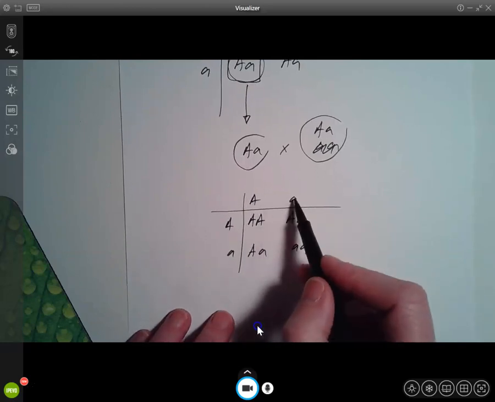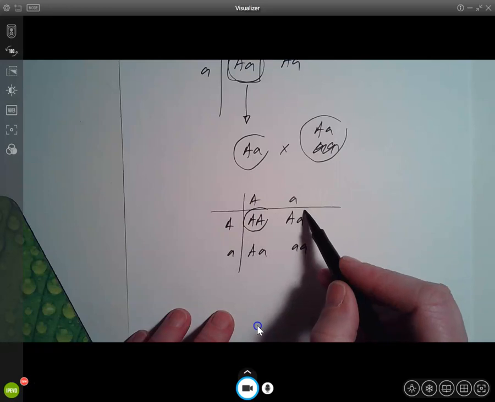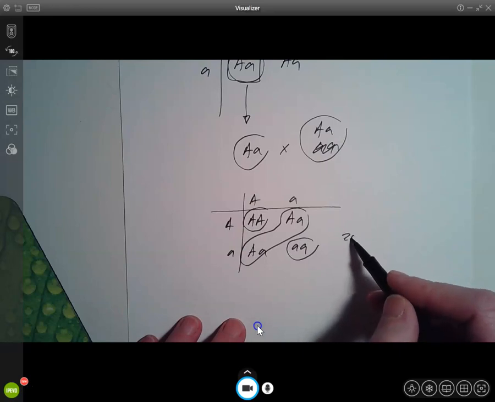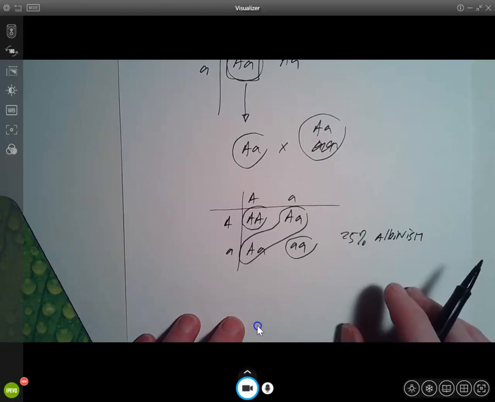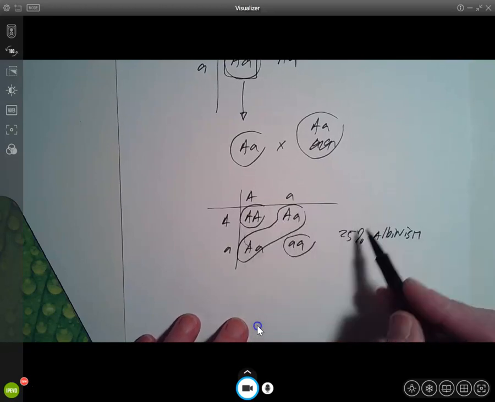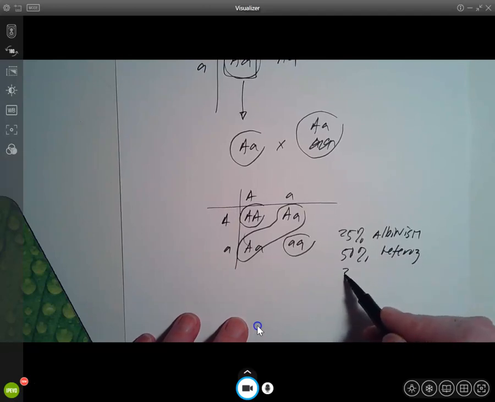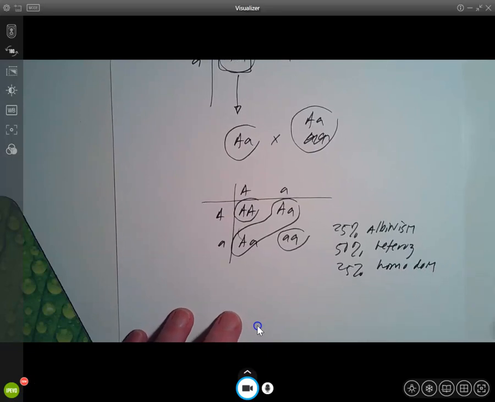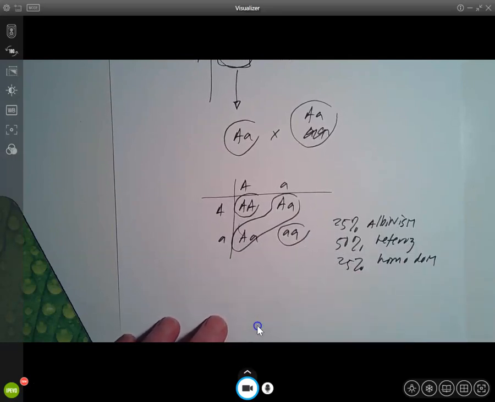Okay, so now I've got a heterozygous times a heterozygous. This is going to be unaffected. These two will be carriers. This one will have albinism, so there's a 25% chance of being affected with albinism. There's a 50% chance of being a heterozygous carrier. Okay, and there's a 25% chance of being a homozygous dominant. All right, so in other words, 75% chance that they won't phenotypically have albinism, 25% chance that they will have albinism.